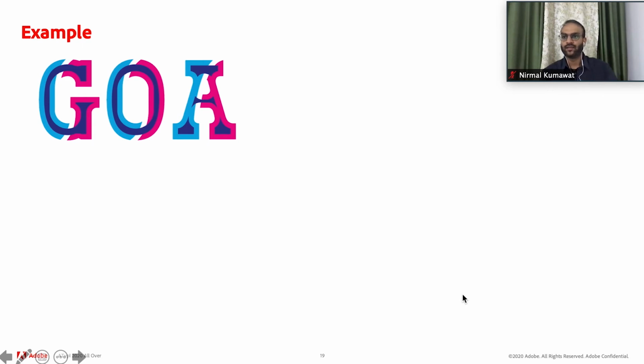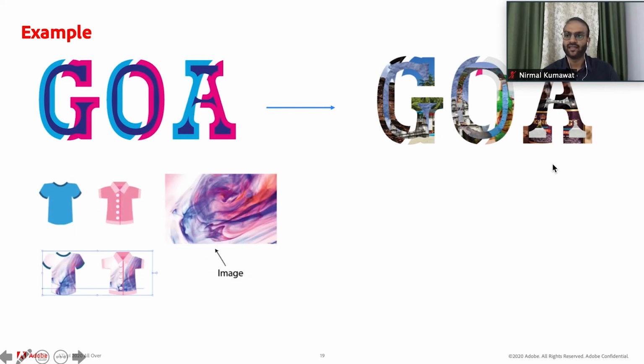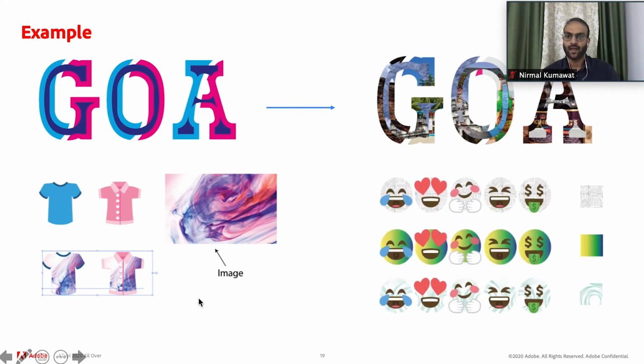Moving on, the text written over here is Goa, which represents a city in India, and each part of the color text Goa can be easily replaced with beautiful images representing the city. Similarly, I can redesign certain sets of glyphs by using different images, and emojis can be redesigned by using different patterns or gradients.